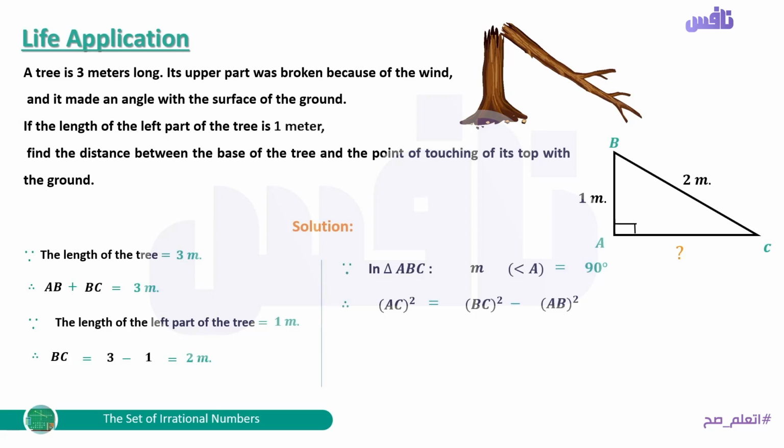By replacing BC equals 2. So BC power 2 equals 4 minus AB equals 1. So AB power 2, 1 power 2 equals 1. So we have 4 minus 1 equals 3. Now we have AC power 2 equals 3. To find AC, we want to get rid of the power 2. So we are going to do the inverse operation, which is square root 3. So AC equals square root 3.